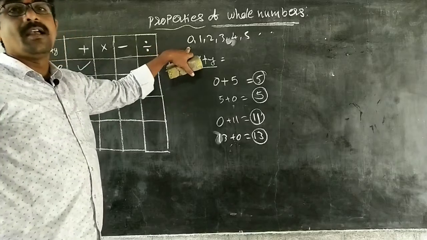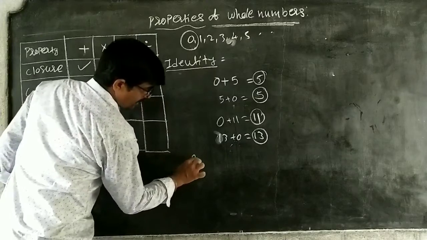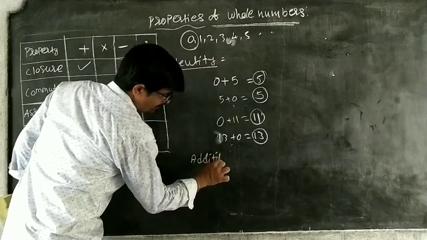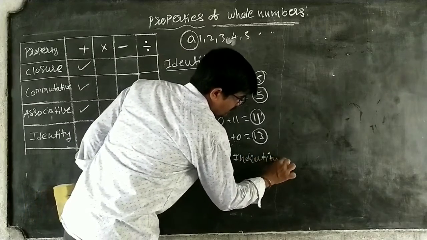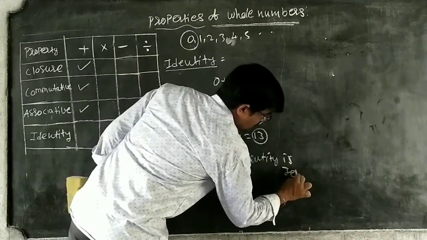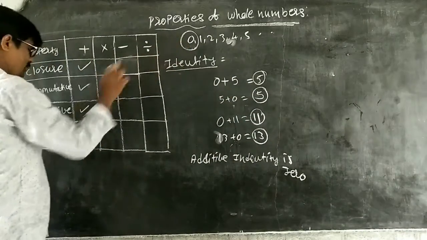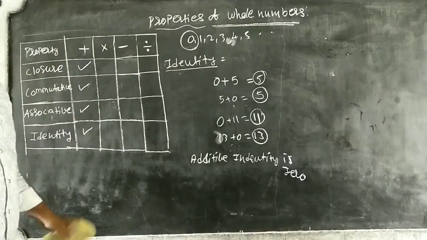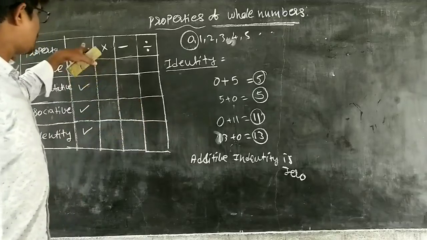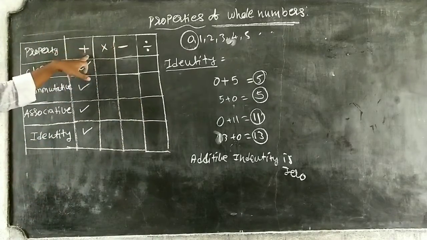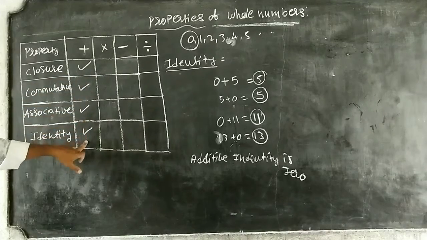What is the identity? The additive identity is 0. So whole numbers have 0, and whole numbers satisfy it. Okay. Next, after this, addition is over. So whole numbers under addition: closure okay, satisfied; commutative okay; associative okay; identity okay.